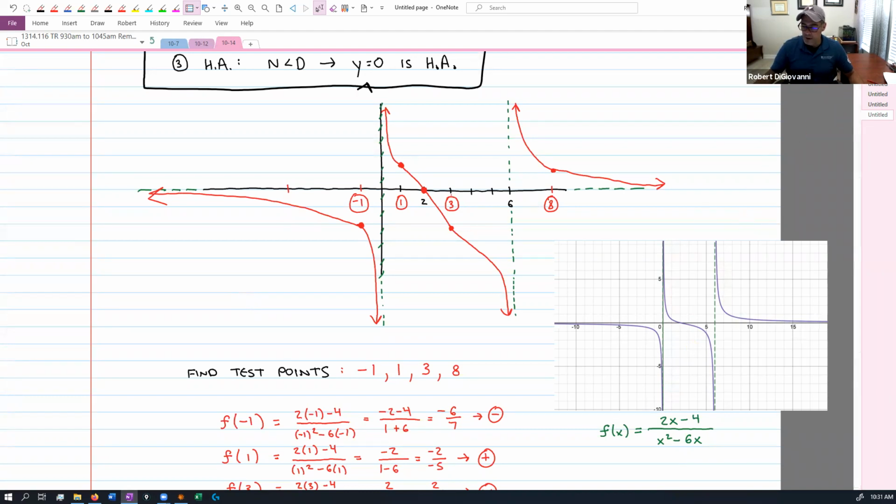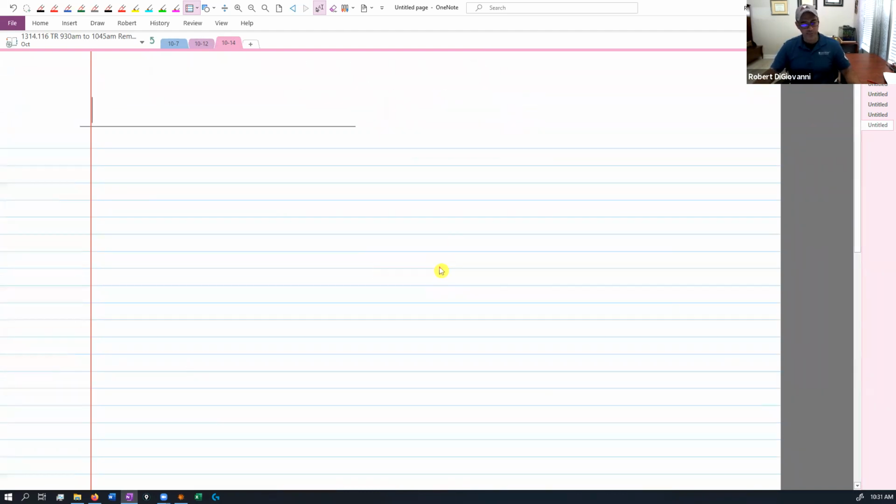All right, here we go. The steps. Okay, how to sketch. We'll just start from scratch. Okay, so final steps. How to sketch rational functions.